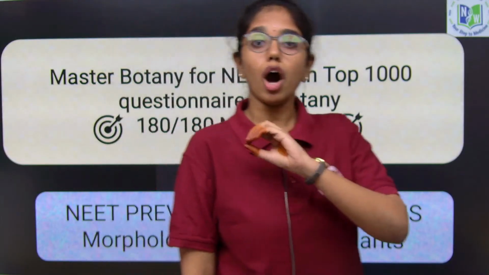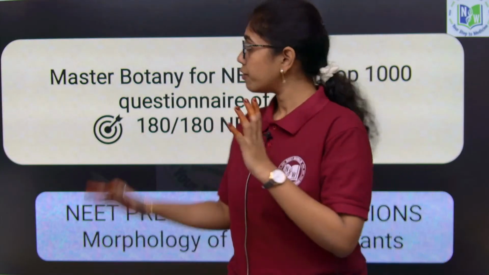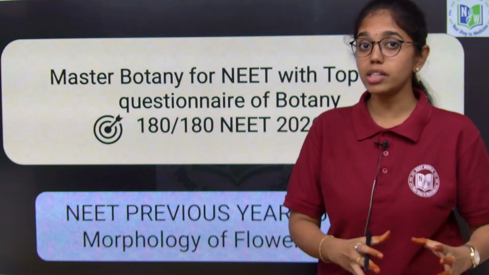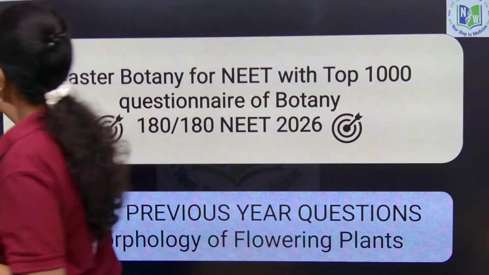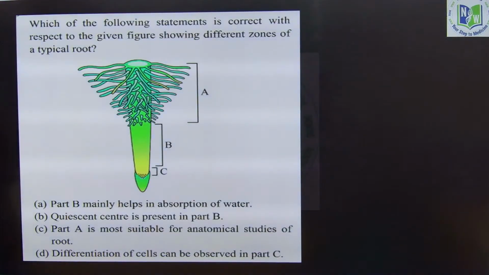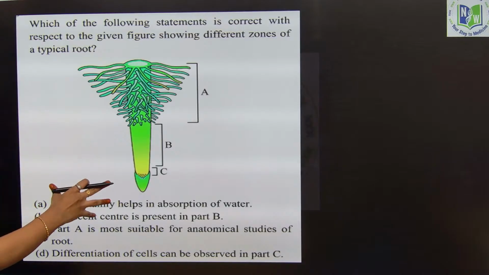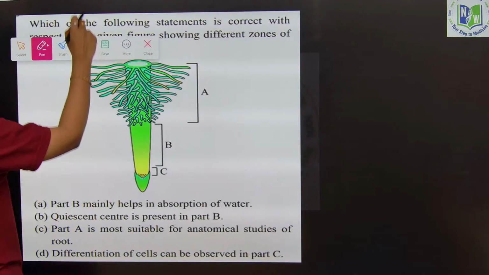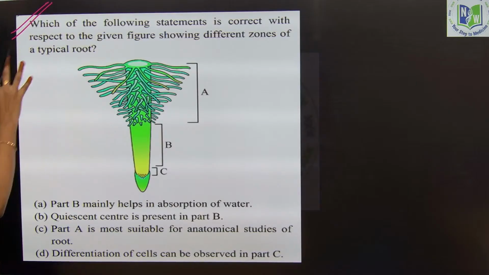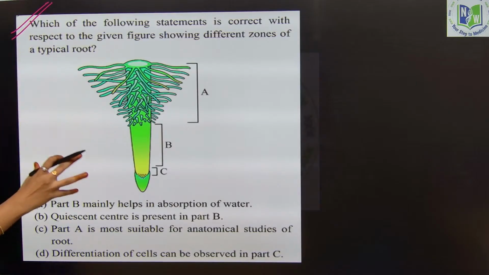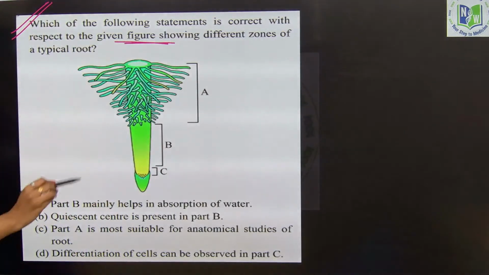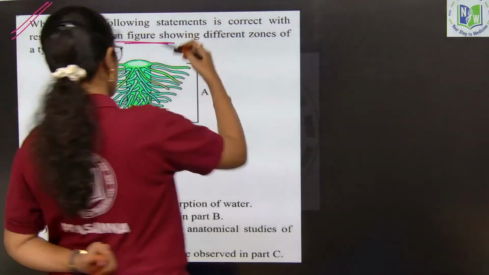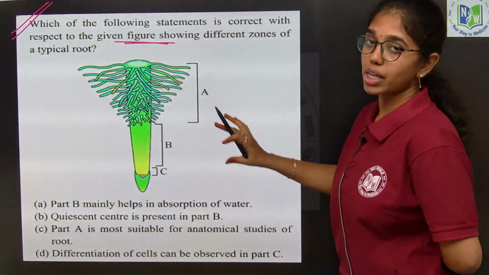Looking into all the questions, we have figured out the most advanced questionnaire from this chapter, and let's exercise it now. Let's look into the first question, which is on the regions of the root. In the beginning of this chapter we have learnt about the regions of the root. First look into the question: which of the following statements is correct with respect to the given figure showing different zones of a typical root? In this diagram different zones are being shown.